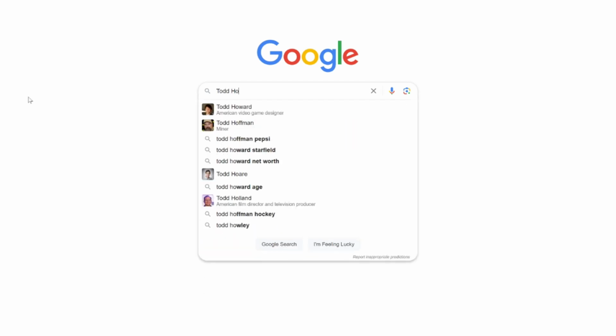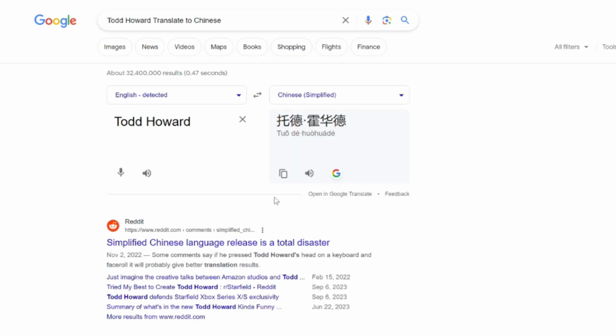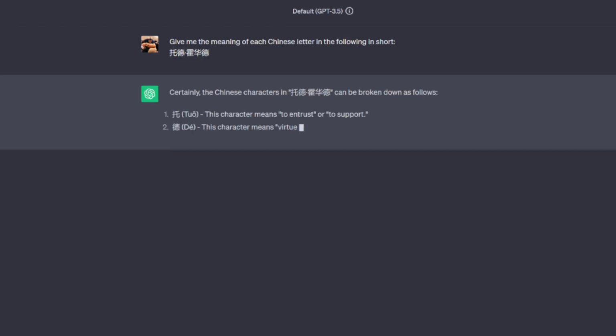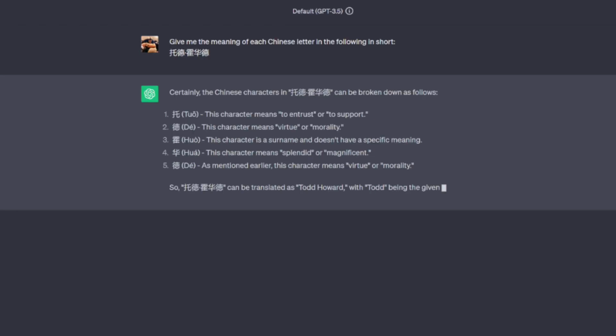When English names translate to Chinese, each character is chosen mostly by its sound. 托德 or 华德. Meanwhile, each Chinese character has an individual meaning. That would make a name literally mean something and would give a person a very different first impression.